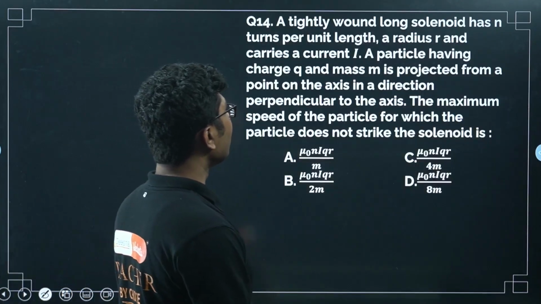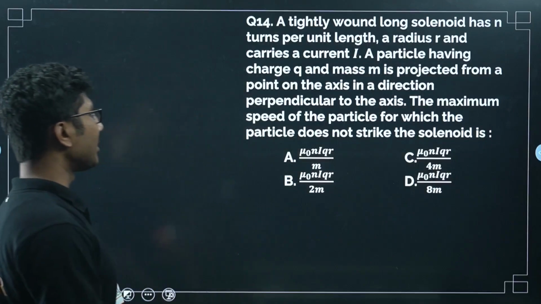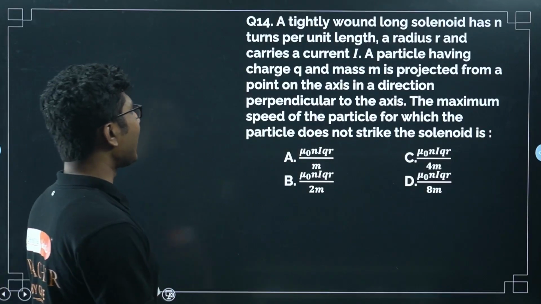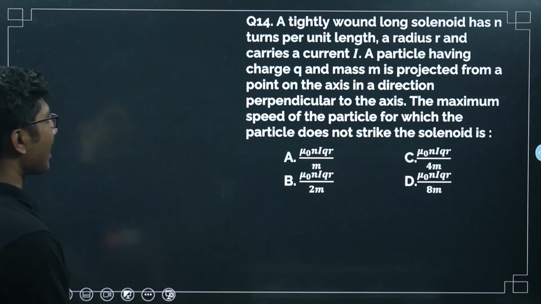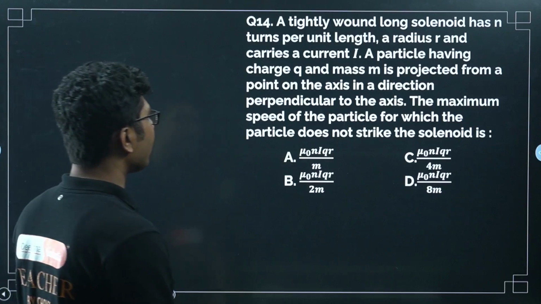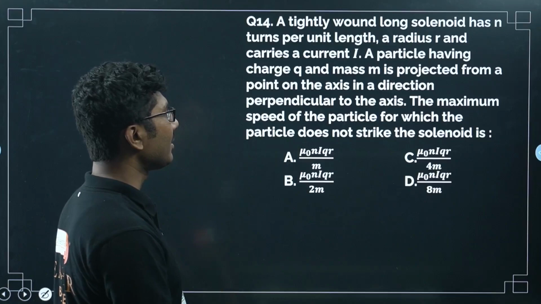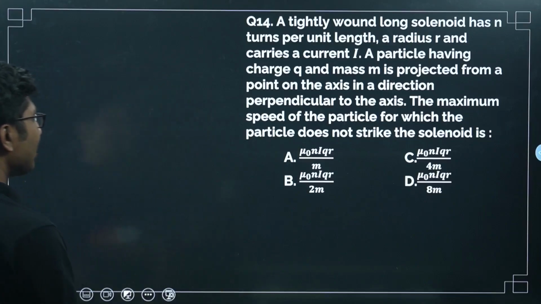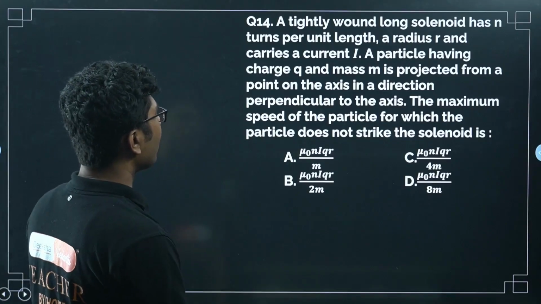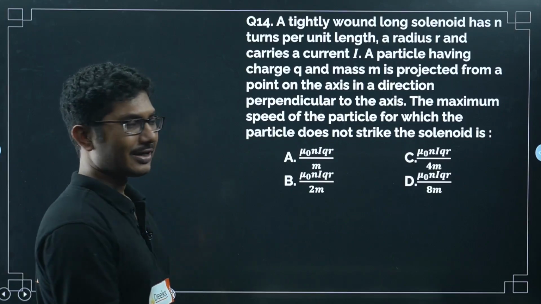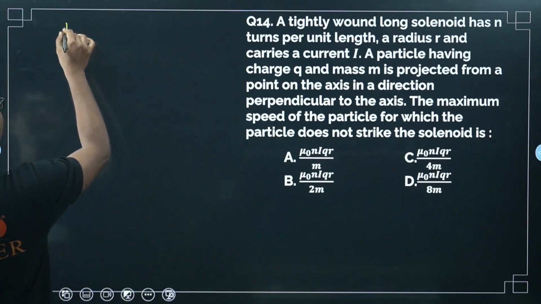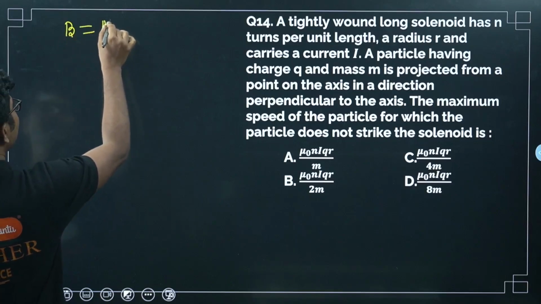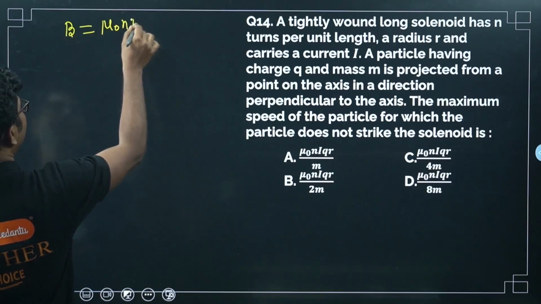A tightly wound long solenoid has n turns per unit length, radius r, and carries a current I. A particle having charge q and mass m is projected from a point on the axis in the direction perpendicular to the axis. The maximum speed of the particle for which the particle does not strike the solenoid. So what is the magnetic field inside the solenoid? I just said in my previous problem, mu naught Ni, right?